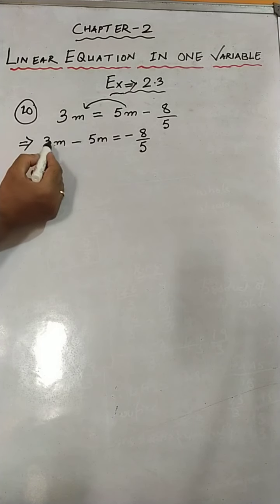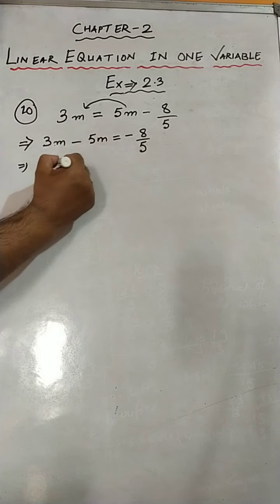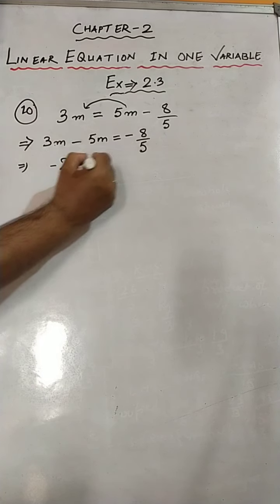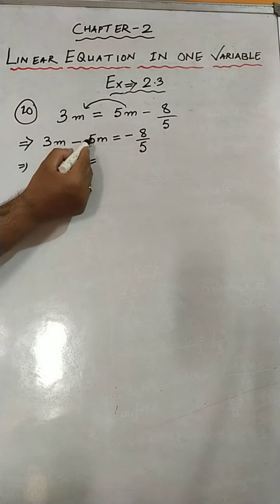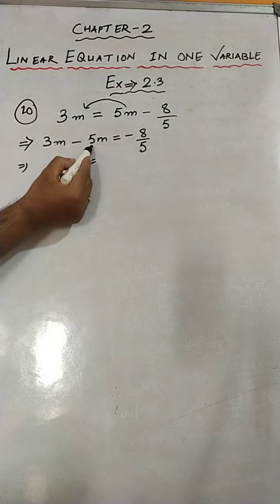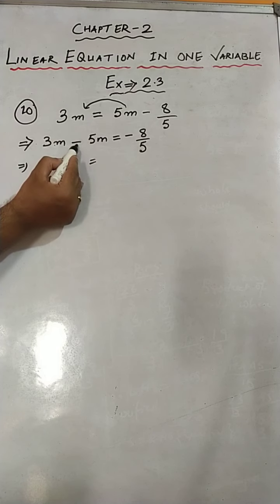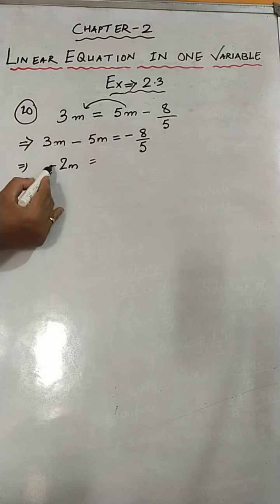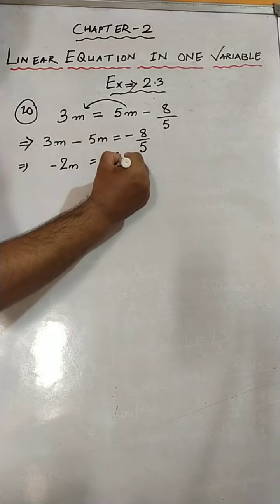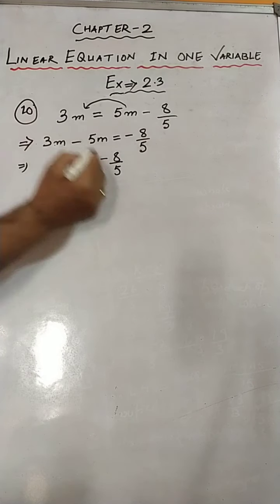3m minus 5m will give you minus 2m. Why? Because plus minus is minus. 5 minus 3 is 2. Which number is greater? 5. 5 is carrying what sign? Minus. So that is the reason I have written minus 2m. And on the right hand side we have minus 8 by 5.